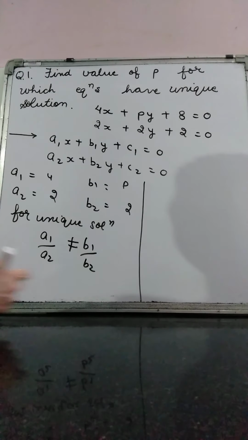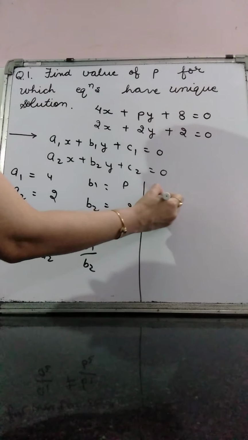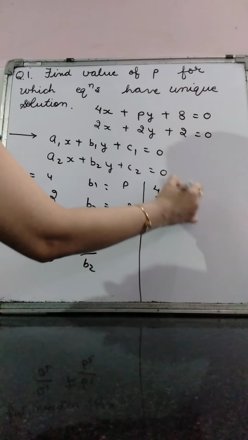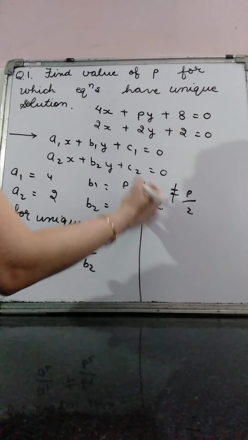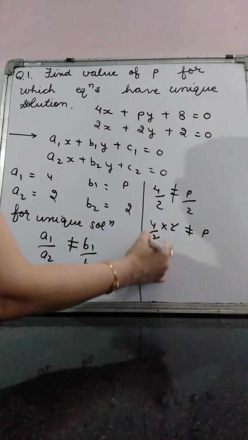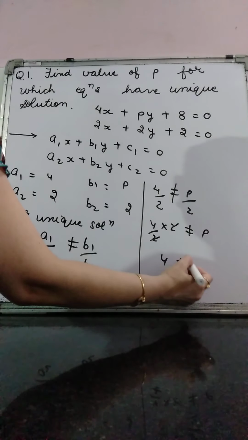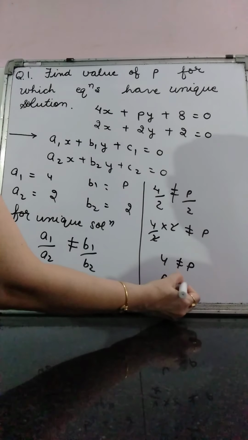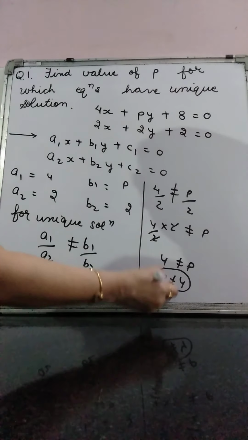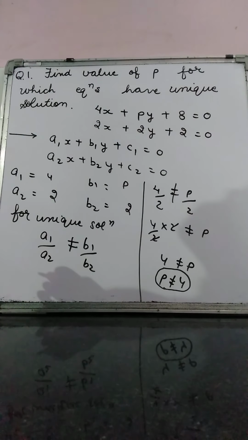Now substitute value. For a1 substitute 4, for a2 that is 2, b1 p by 2. Cross multiply, cancel out, so the value of p is not equal to 4. Except p is equal to 4, the equation have unique solution.